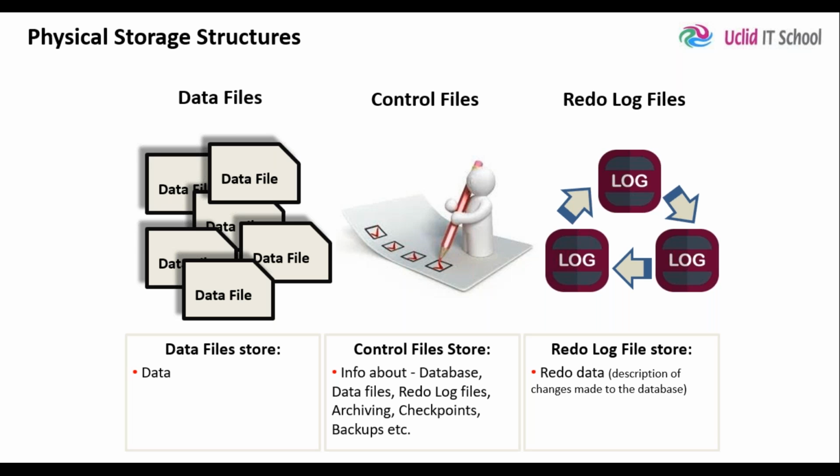Control files. So apart from data files, an Oracle database also uses two other files. One is control files. Control files don't store data, but store some controlling information about the database, like the database name, the database ID, the database creation timestamp, when this database was created, the database mode, whether it is running in archive log mode or no archive log mode, and information about the data files, redo log files, archiving information. You will understand what archiving is later. Then checkpoint information, backup information.